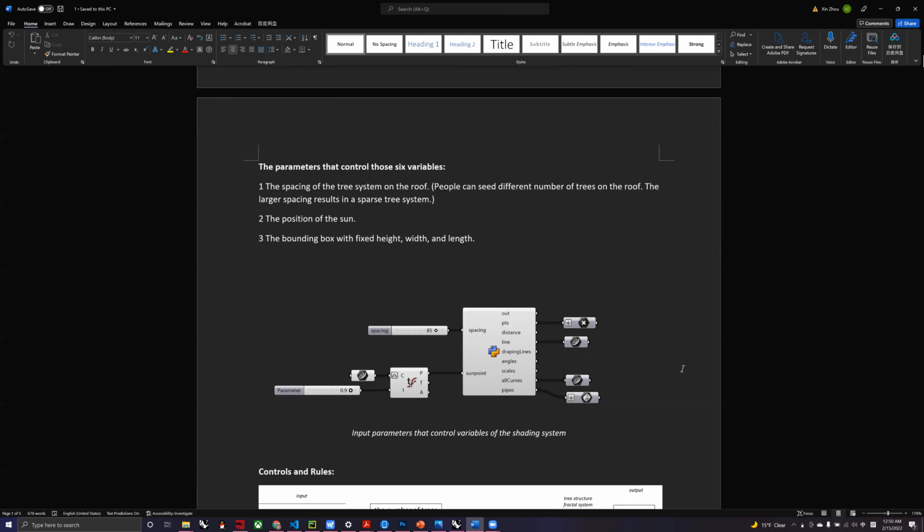One is the spacing of the tree system on the roof. So people can see different numbers of trees on the roof. The larger spacing results in a sparse tree system. And another one, which is the most important parameter, is the position of the sun. The bounding box with fixed height, width, and length is also a parameter, but it is fixed.